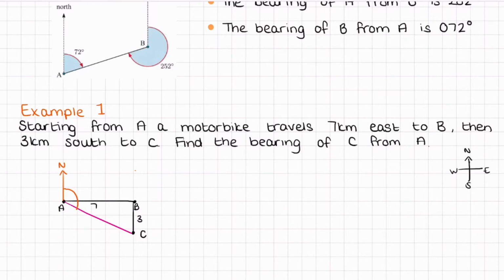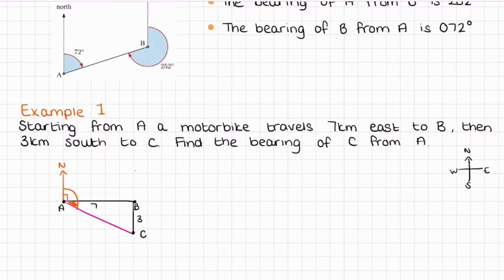Now to work this out, we've got to look at a diagram. This is why diagrams are really important with bearings. And you'll see here between north and east, that's going to be a right angle. So we know we're going to have 90 degrees there. And so we just need to find the bit between the horizontal at B and the line. So I'm just going to do a little bit of shading. So we need to find this angle here.